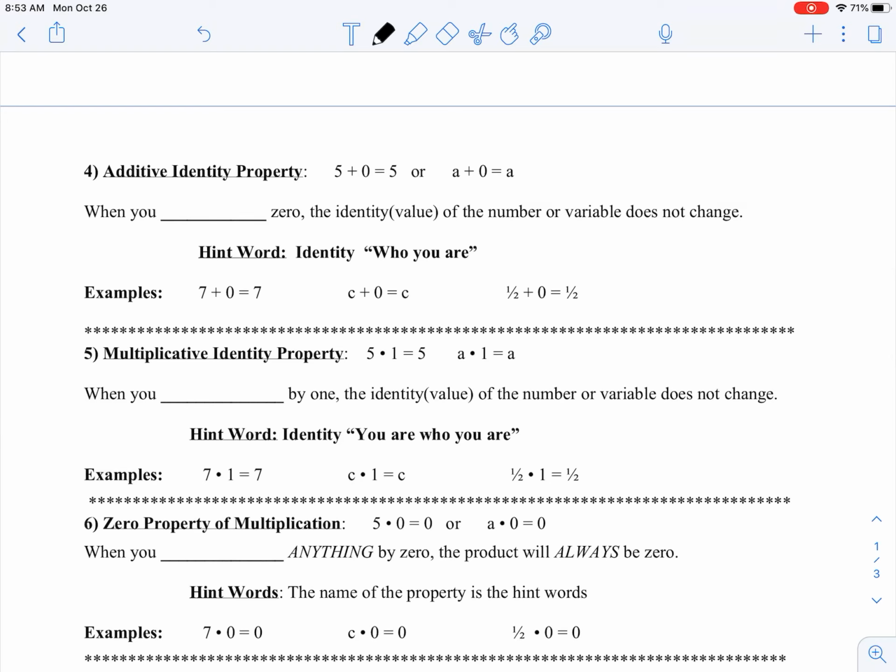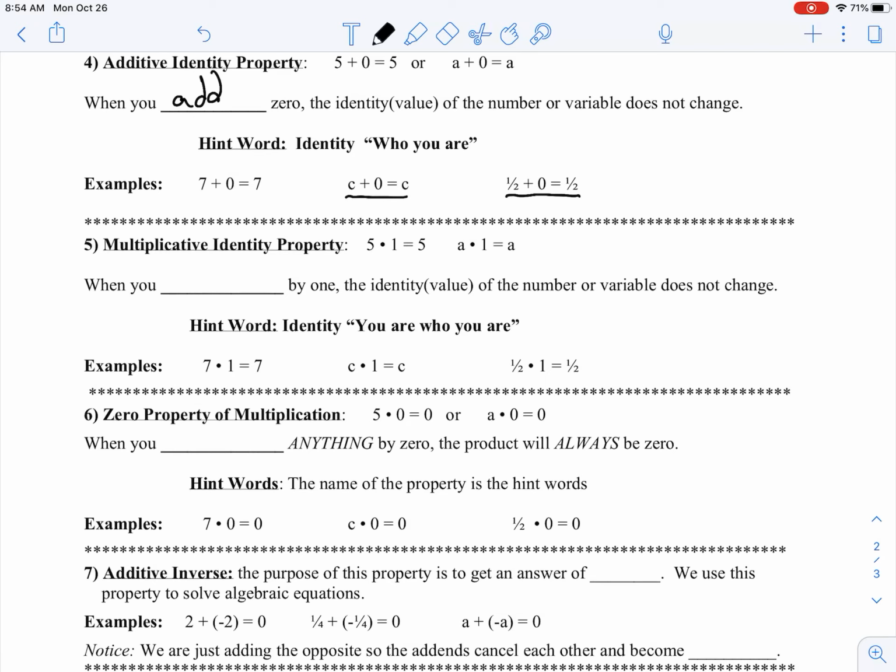Alright, next we have the property of the additive identity. When we add 0, the identity, or the value of the number or the variable, does not change. One way we can say this is that 7 plus 0 is 7. So any number plus 0 is going to be equal to that number. There we have an example with a variable to show that any number plus 0 will be the same. And then here's just another concrete example: 1/2 plus 0 is equal to 1/2. So 0 itself is the additive identity because it does not change the number when we add it.